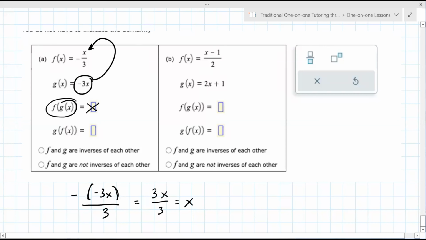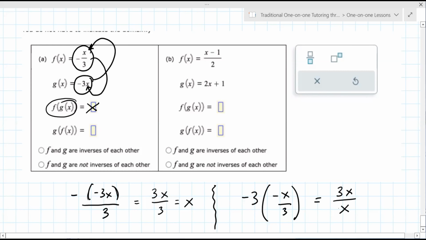And you might think, well, the other one must be x. Well, maybe, but don't jump to that conclusion quite yet. So now the other one is: take f of x and plug that in for x. So it's minus 3 times x, but instead of x, it's minus x over 3. Then in the numerator, you get 3x because the two negatives become positive, x on the bottom. So it's x. Both of those are just x.